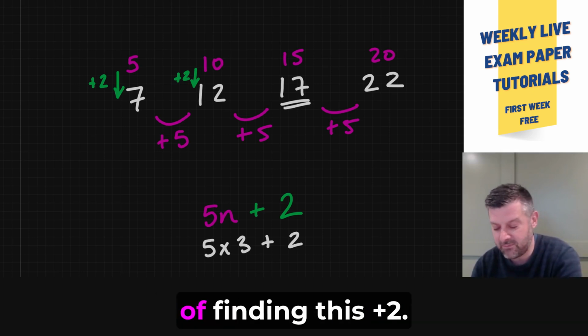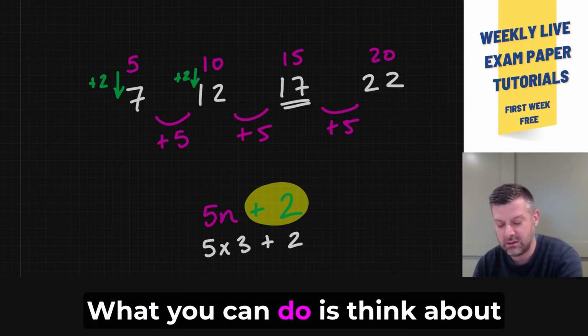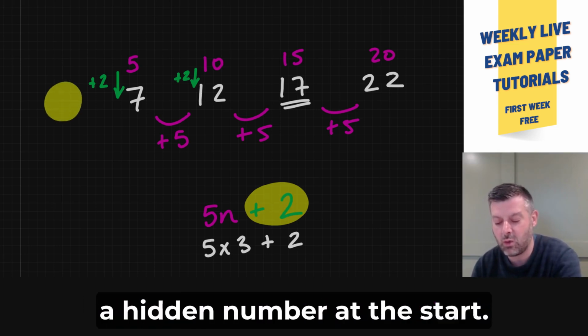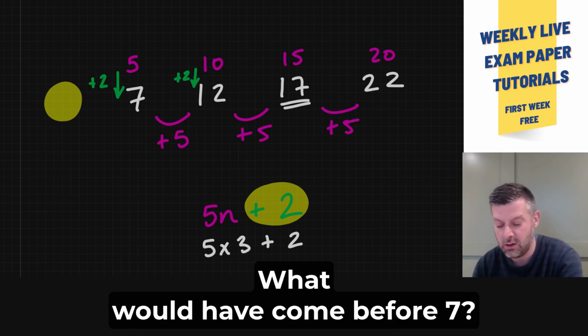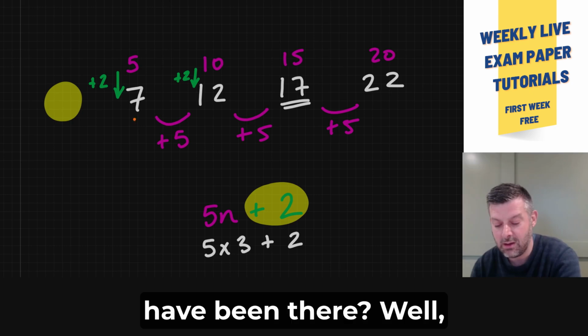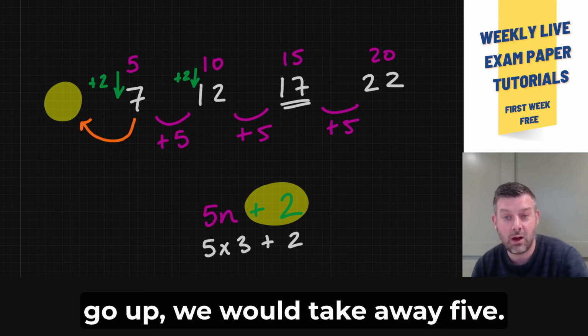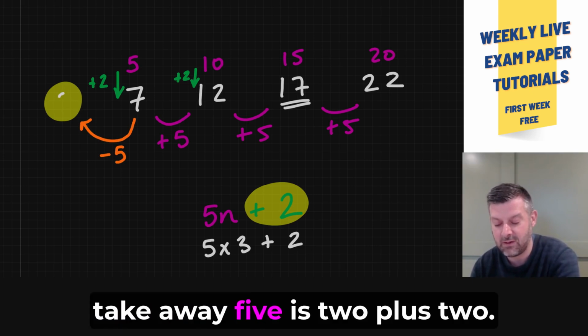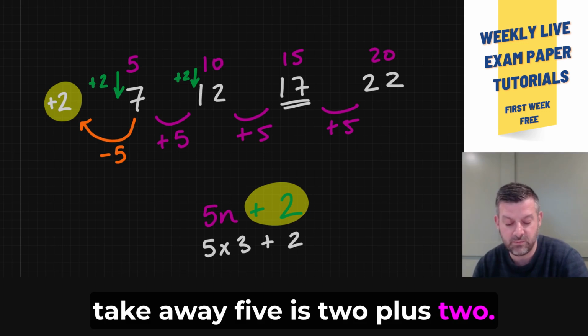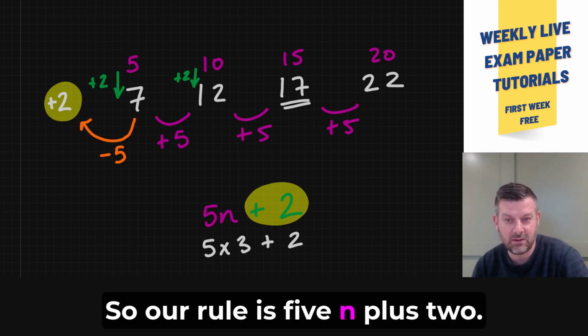Now, there is another way of finding this plus 2. What you can do is think about a hidden number at the start. What would have come before 7? What's the number that would have been there? Well, because we're adding 5 as we go up, we would take away 5. 7 take away 5 is 2, plus 2. So our rule is 5n plus 2.